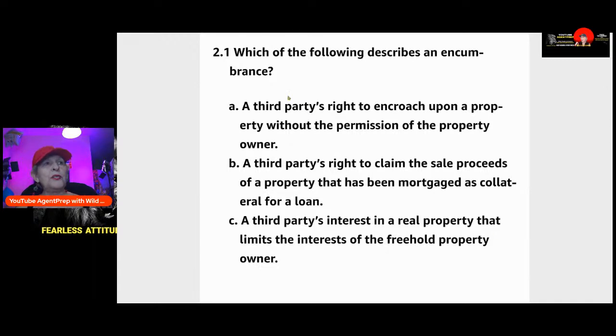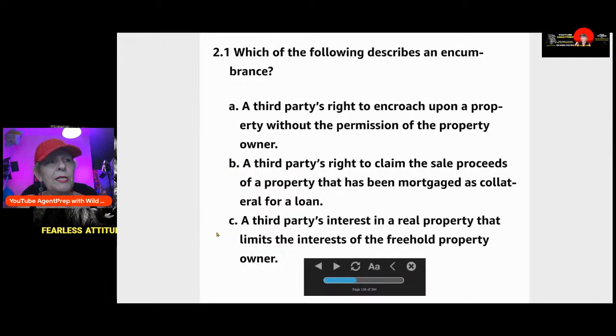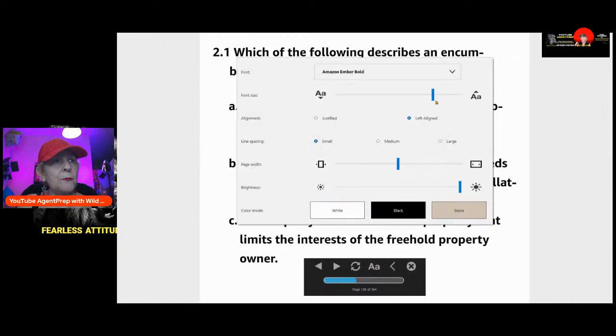All right. Which of the following describes an encumbrance? If you don't remember, then go back to study vocabulary on encumbrance. A, a third party's right to encroach upon a property without the permission of the property owner. B, a third party's right to claim the sale or proceeds of a property that has been mortgaged as collateral for a loan. C, a third party's interest in real property that limits the interest of the freehold property owner.